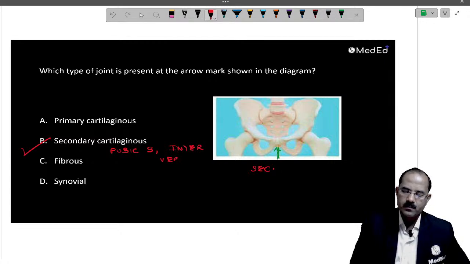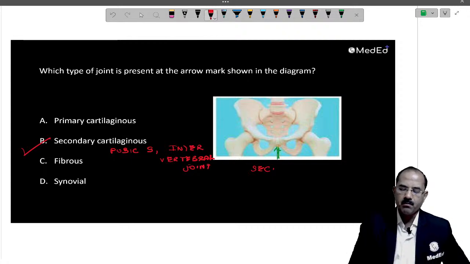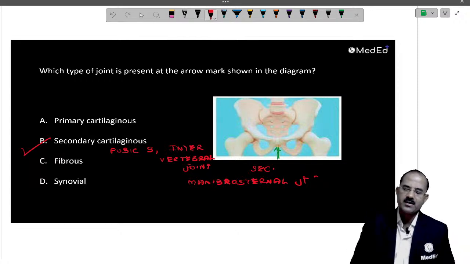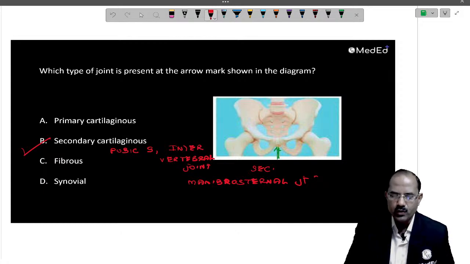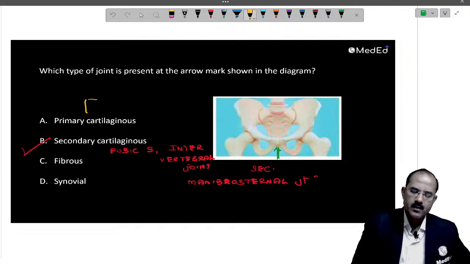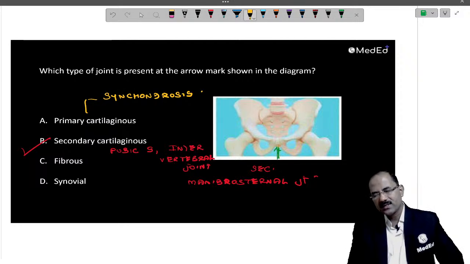Other examples are intervertebral joints and the manubriosternal joint. So examples of secondary cartilaginous joints: pubic symphysis, intervertebral joints, and manubriosternal joint. Primary cartilaginous joints are known as synchondrosis.